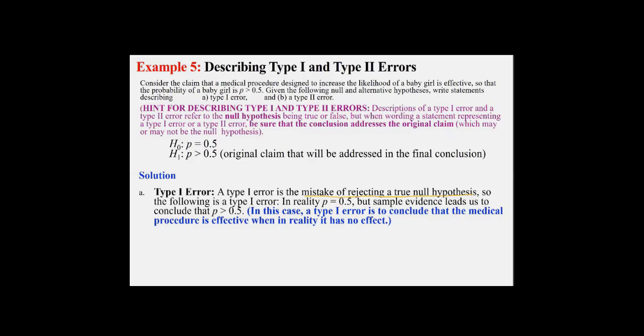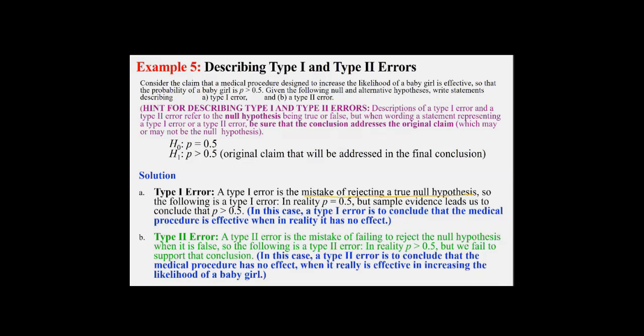And here's type 2 error. A type 2 error is the mistake of failing to reject the null hypothesis when it is false, so the following is a type 2 error. In reality, p is greater than 0.5, but we fail to support that conclusion. In this case, a type 2 error is to conclude that the medical procedure has no effect, when in reality it is effective in increasing the likelihood of a baby girl.